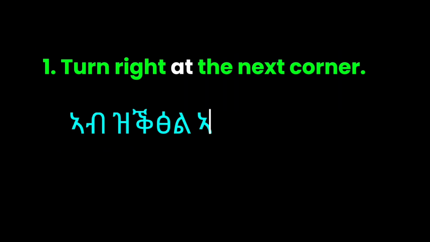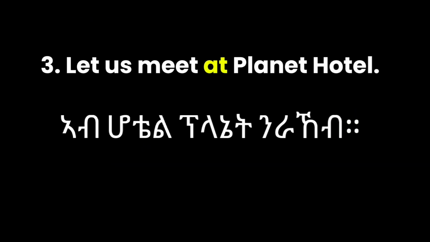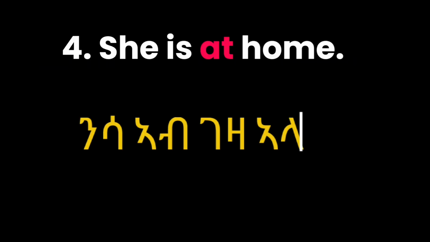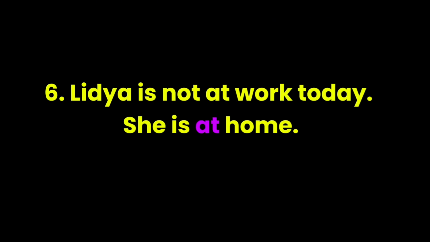1. Turn right at the next corner. 2. I will wait for you at the entrance. 3. Let us meet at Planet Hotel. 4. She is at home. 5. Meet me at the airport. A meeting point.